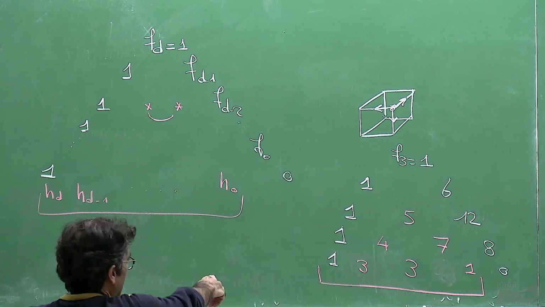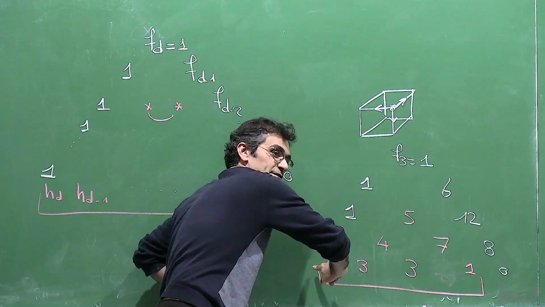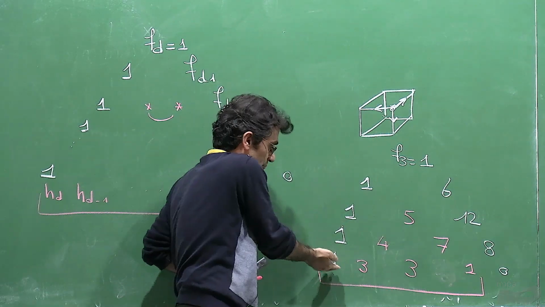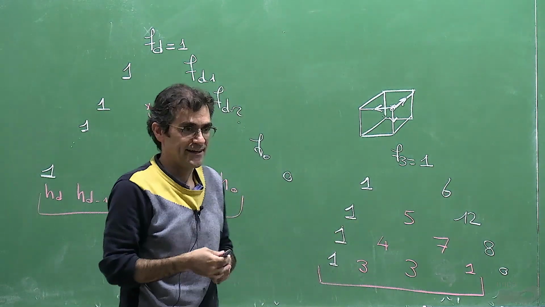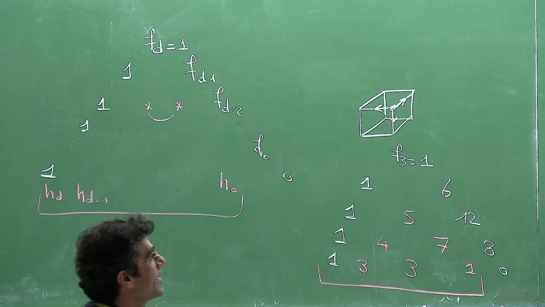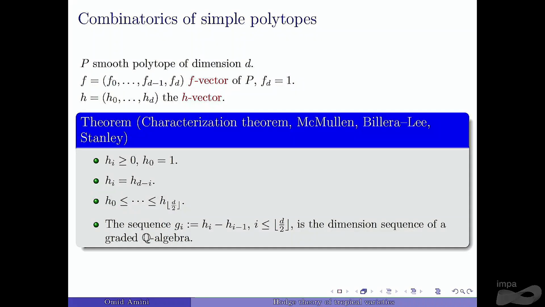And as you saw here, at the end, we get something which is symmetric. And it has a nice property that it is also unimodal. It starts with 1, and it goes up to the middle, and then it comes down. And it is actually a property of all the F vectors of smooth polytopes. So this is the characterization theorem. The characterization theorem was the conjecture of McMullen in the 70s. The sufficiency was proved by Billera and Lee 10 years later, and Stanley proved the necessity.